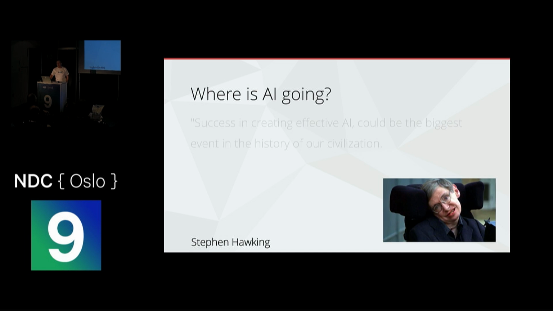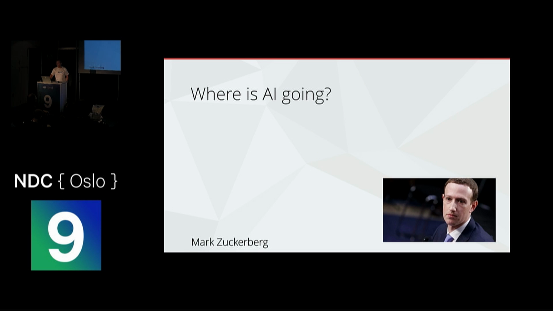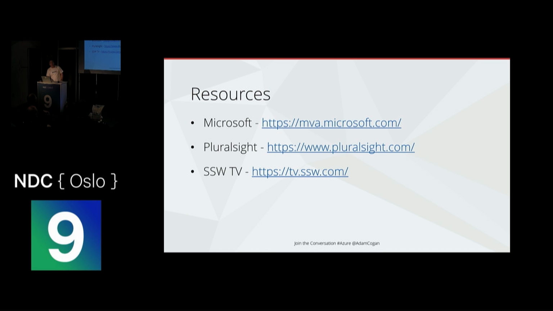And Stephen Hawking was asked about this, and his answer was, "Success in creating effective AI could be, I obviously can't translate his voice, could be the biggest event in the history of our civilization." So he says it could be awesome, or the worst. And then he says, we just don't know. Okay? Mark Zuckerberg was asked, and he said, "I'm really quite optimistic. There's people that are naysayers trying to drum up these doomsday scenarios. I don't really understand it." And then Elon Musk says, he doesn't understand much. All right. So anyway, it's all fun and games. We'll see where it goes.